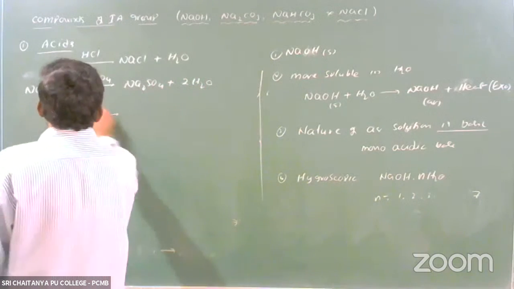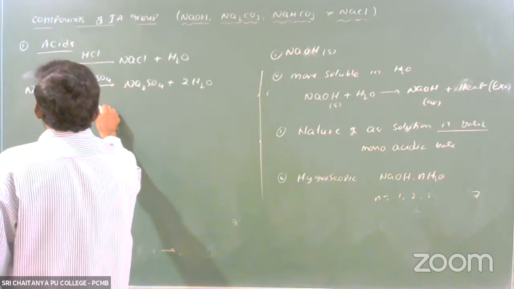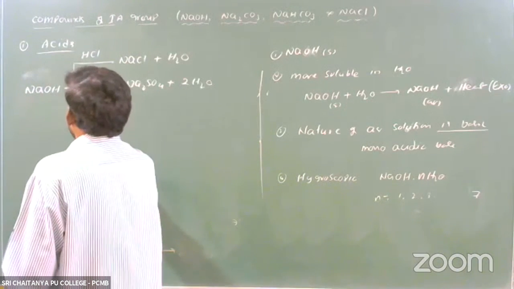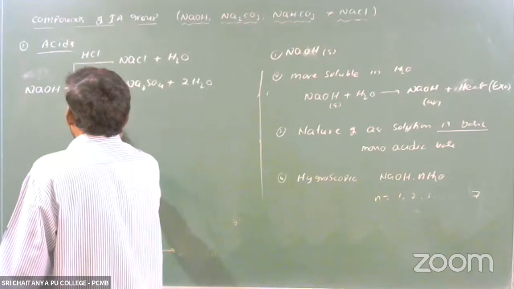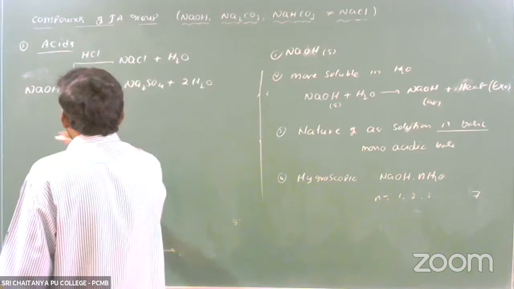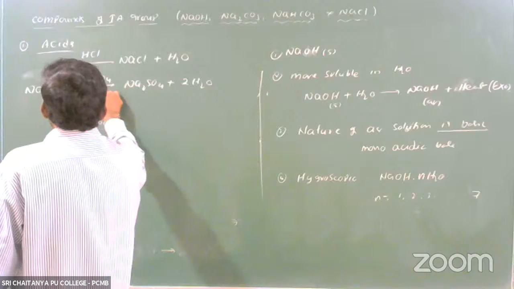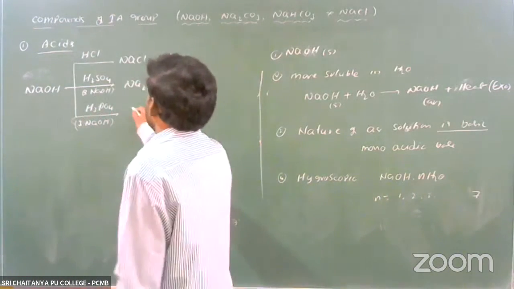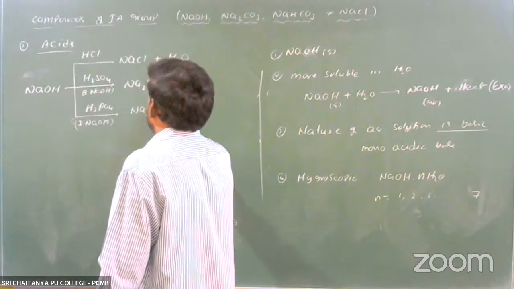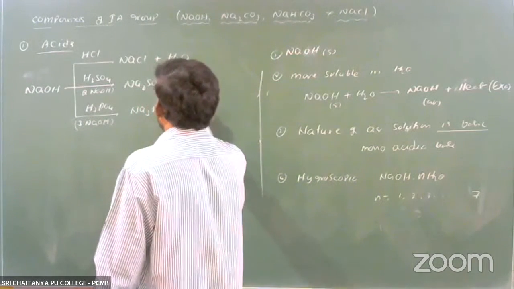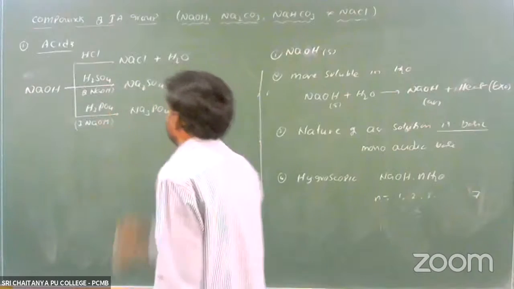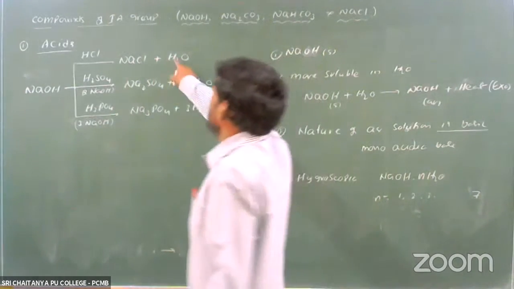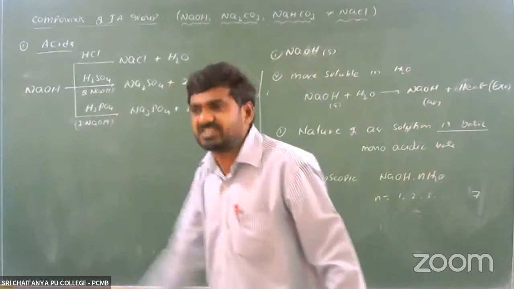When it reacts with phosphoric acid, H3PO4, 3 moles of NaOH react with 1 mole of phosphoric acid. Here 2 moles of NaOH react with 1 mole of sulfuric acid. The salt formed here is Na3PO4, because it is a tribasic acid. These are all considered neutralization reactions.